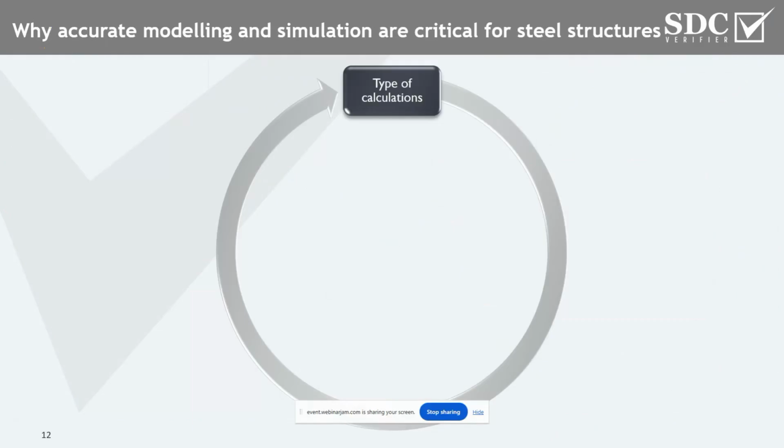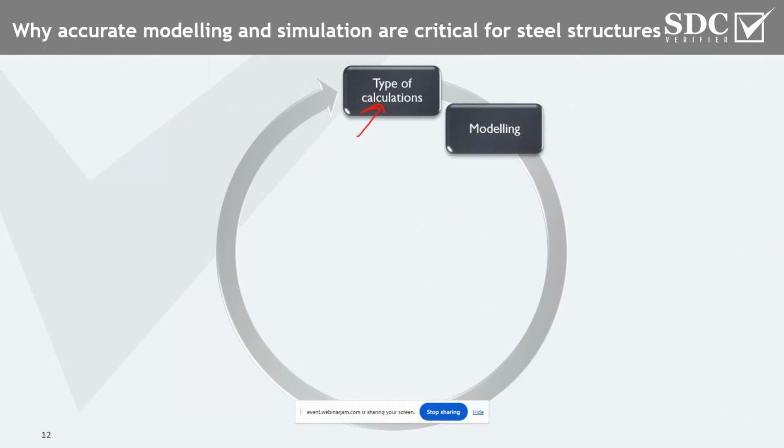But let's think for a moment about why accurate modeling and simulation are critical for steel structures. Why do we need to model all these things, and why does the modeling part play a key role in our daily engineering routine? I would like to start from a very typical calculation workflow of any project, because typically you start from the type of calculations, right? You want to make a decision: okay, I'm going to use a hand calculation approach, or a spreadsheet, or some program, or an extensive software solution, or the FEA method.